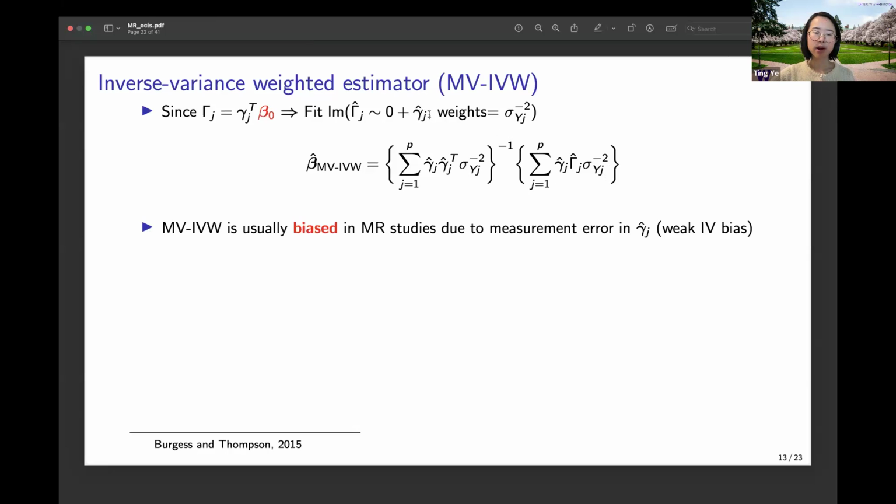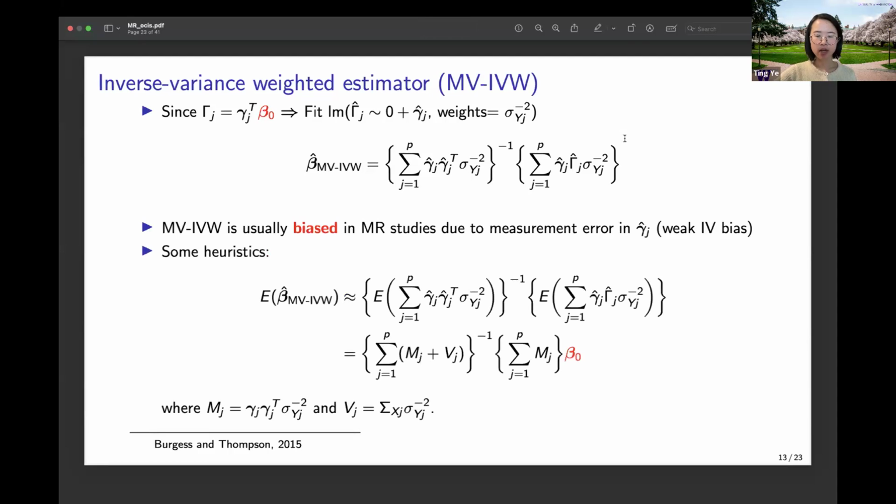But in practice, because the little gamma J, the true parameter, can be pretty small, the measurement error is pretty non-ignorable. It cannot be ignored compared to the signal level. So this IV weakness can a lot of times be quite substantial. The weak IV bias can sometimes be quite substantial.